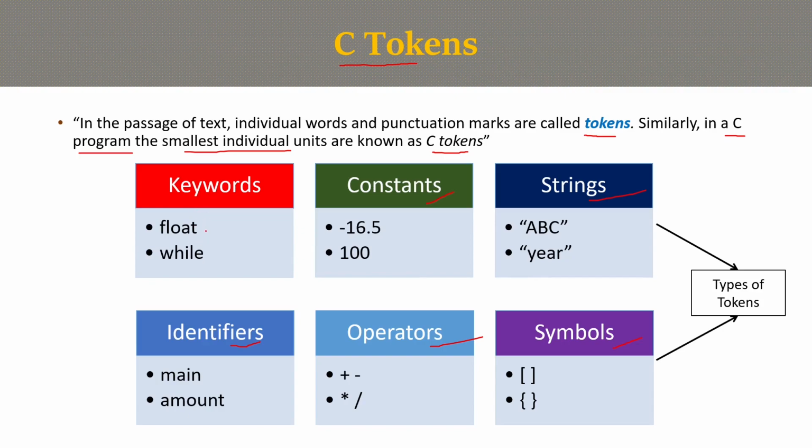So for keywords we have float and if. For constants we have minus 16.5 or 100. For strings we have abc and year. So all of these are the smallest individual units, and these are also known as C tokens.